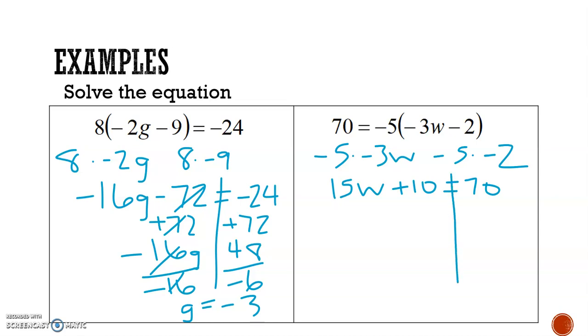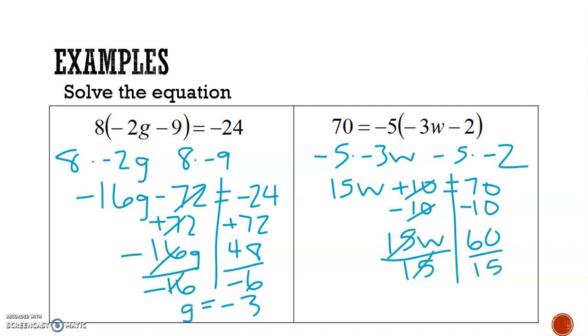So we're going to get rid of this plus 10, so we're going to subtract 10 on both sides. Bring down that 15w. And then we have 70 minus 10 is 60. Divide both sides by 15. And we have w equals 4.